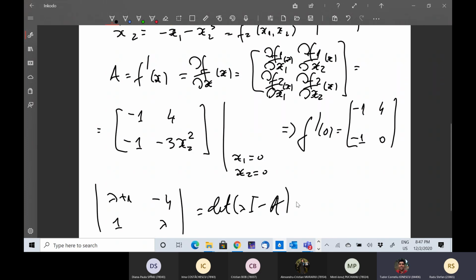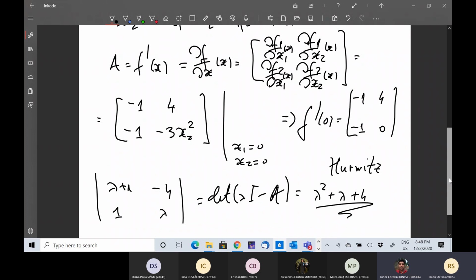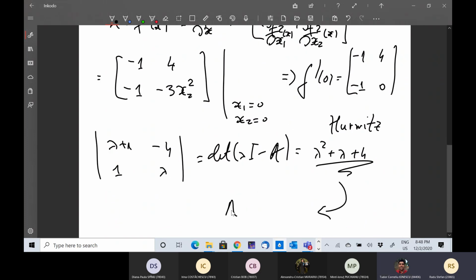And what is that now? It's lambda squared plus lambda plus lambda minus determinant, 4, plus 4. And this is a second order polynomial with all coefficients having the same sign. It's a Hurwitz polynomial. So yes, A is stable. It's obvious from here. A is stable, and according to the first approximation theorem, 0 is an asymptotically stable equilibrium point.